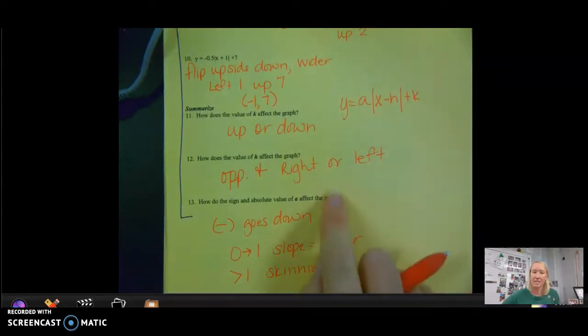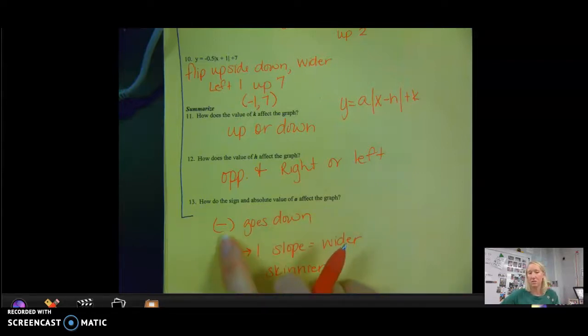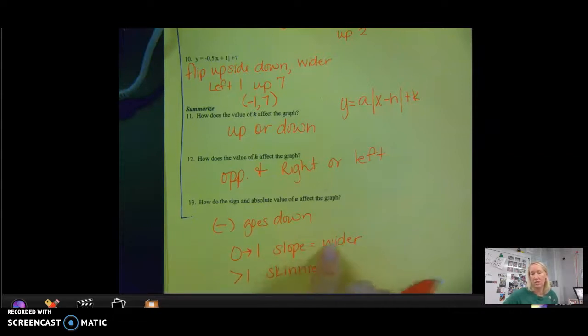And then how does the sign and the absolute value of a affect the graph? So if it's negative, it goes down, positive goes up. If it's from 0 to 1, the slope is 0 to 1, it will be wider. If it's greater than 1 for the slope, it'll be skinnier.